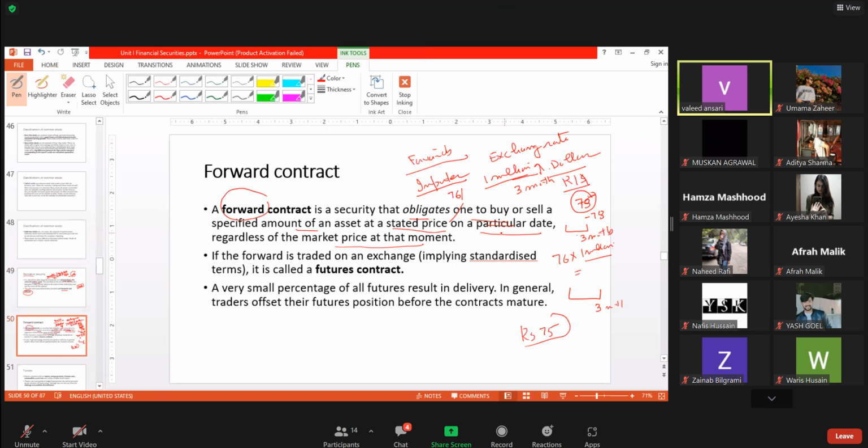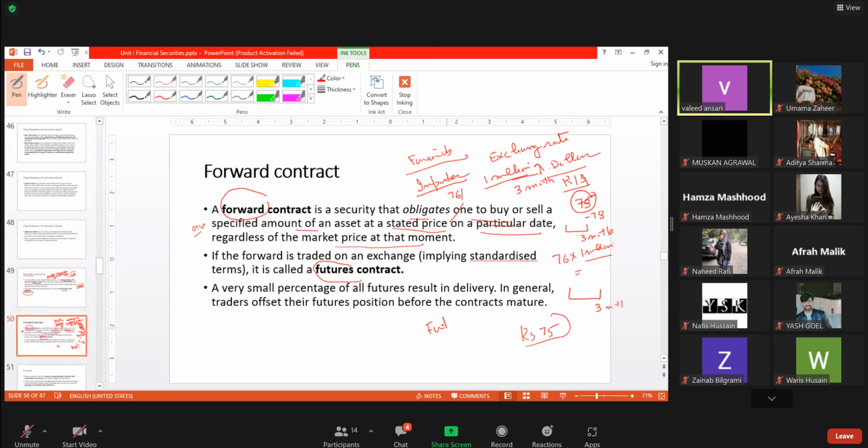So this is a forward contract. Whereas futures contracts are very similar to the forward contract. The only difference is that forwards are over the counter. There is no specified exchange like a stock exchange. Whereas when this type of contract is carried out on a recognized exchange, it is known as a futures contract.